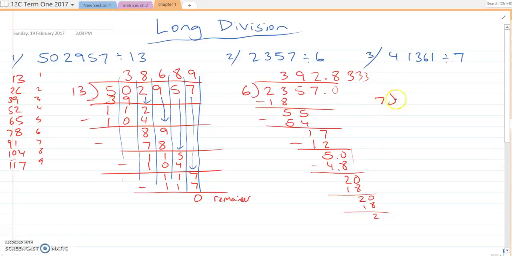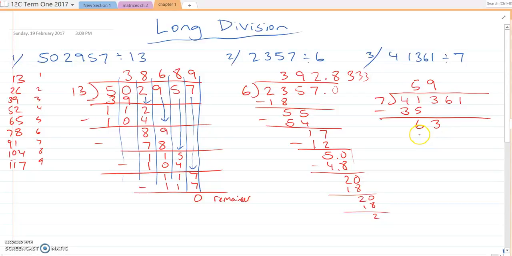The last example just has one slight difference that you come across when you're doing long division sometimes. This one just has one little quirk that the other ones didn't have. Okay, 7 into 41, 5 times above the 1, which is 35, minus the 35 is 6. Okay, drop the 3 down. 7 goes into 63 9 times exactly.